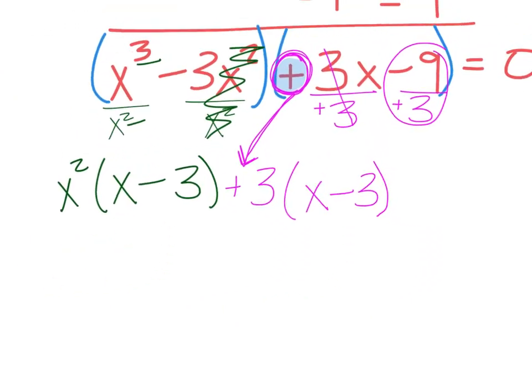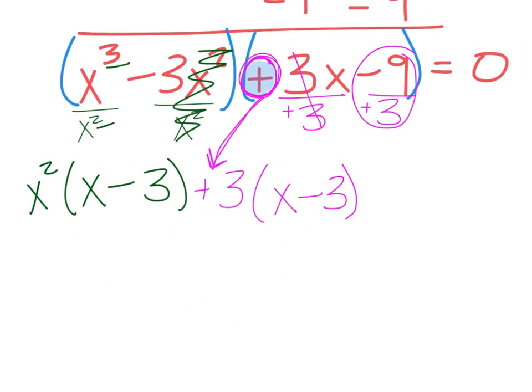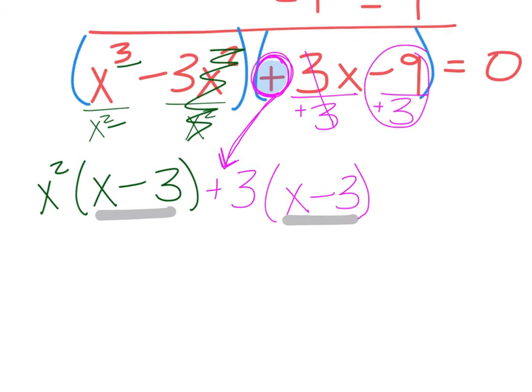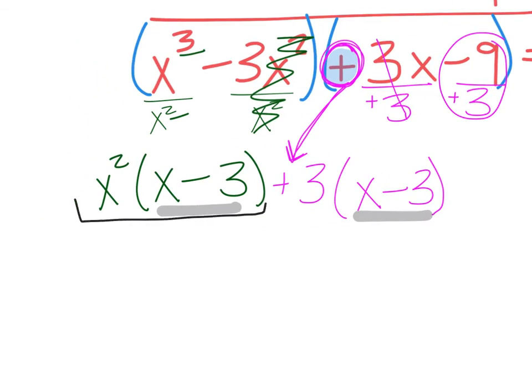Now what you should notice, and hopefully this looks familiar, you should have the same binomial inside those parentheses, because then we have one more GCF step we can take. Both terms, right? Because in this case, this is one term because they're multiplied together. This is one term because they're multiplied together. And both of those terms have an x minus 3. That's the greatest common factor between those 2 terms. So I can factor out the x minus 3.